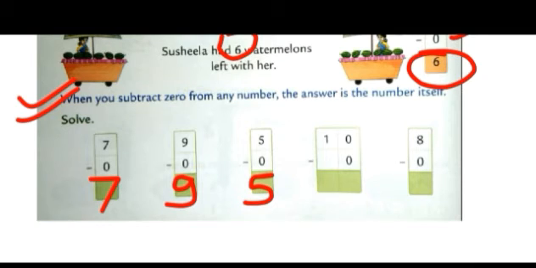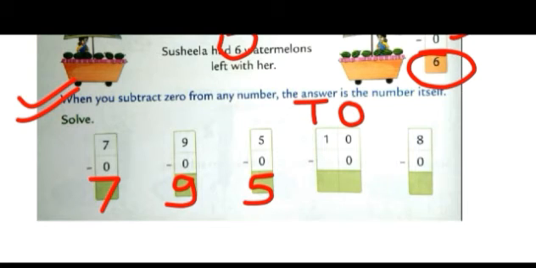Now, see this next one. We have to subtract a single digit from a double digit. Okay. This is the ones column. This is the tens column. Always start from the ones. Whether it is addition or subtraction, always start from the ones.